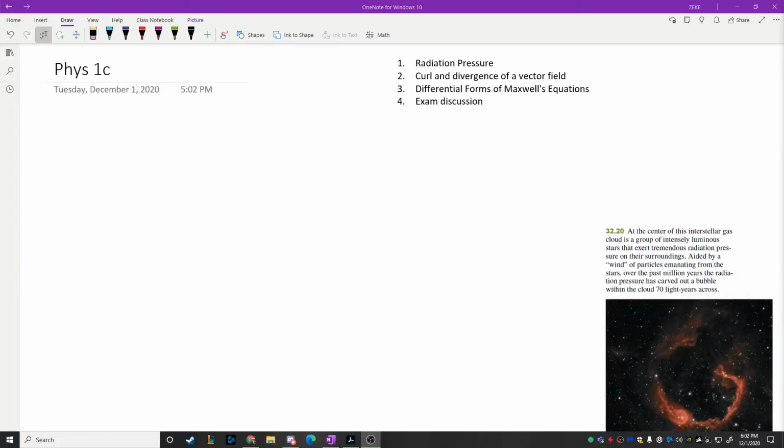All right, this is Physics 1C for December 1st. On the top, you can see what we're going to discuss tonight. We're going to talk about radiation pressure as well as getting into some vector calculus stuff, talk about the curl and divergence of vector fields.